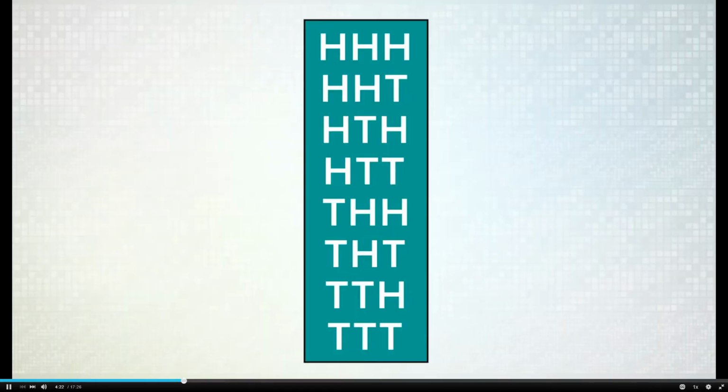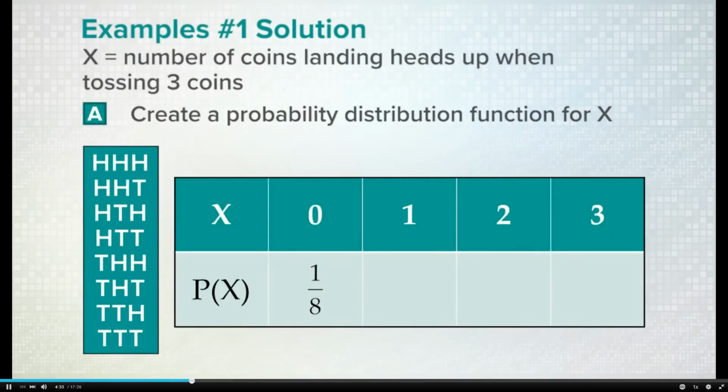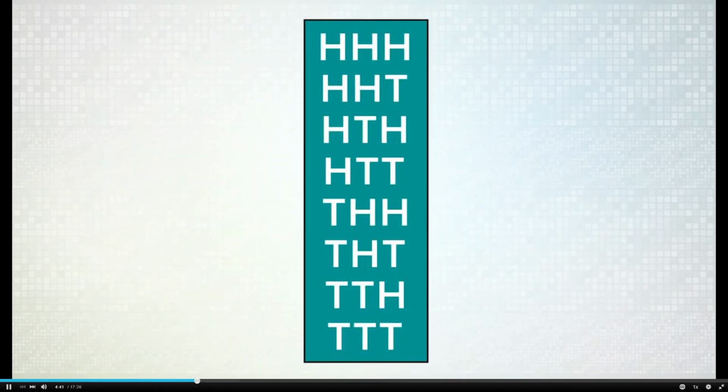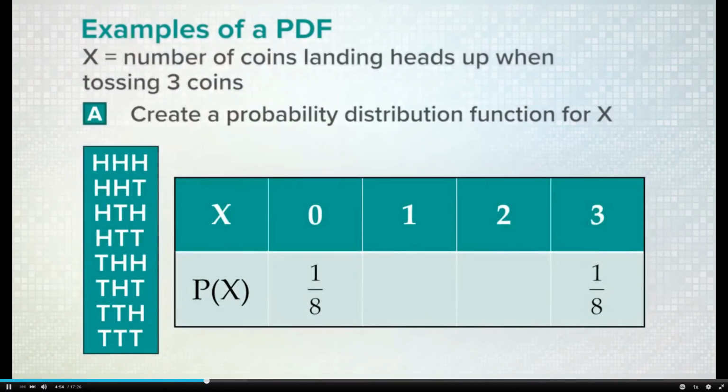Now let's look at the other side of the coin, no pun intended. The number of coins that land 3 heads up is only 1 out of 8 because there's only one way to get heads, heads, heads. So I know those 2 probabilities are 1/8 and 1/8. Let's look at x equals 1. How many of our 8 choices have only 1 heads up? I see HTT, I see THT, and I see TTH. So there's 3 out of the 8 outcomes that have 1 heads up.